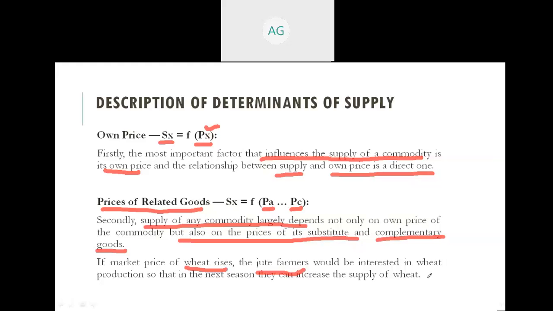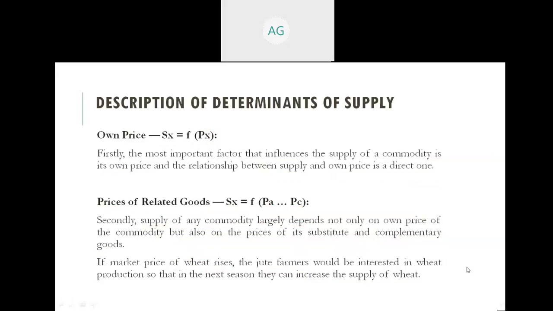As the market depends on profit making, in this example, as the price of wheat rises, in the future the farmers are much more interested in producing wheat. So the supply of wheat can increase, and the farmer can earn more profit in the future. So this is the second factor, the prices of related goods. As the price of wheat increases, the farmers will produce wheat in the future. So this is the second determinant. Next comes the third determinant. So moving to the next slide.